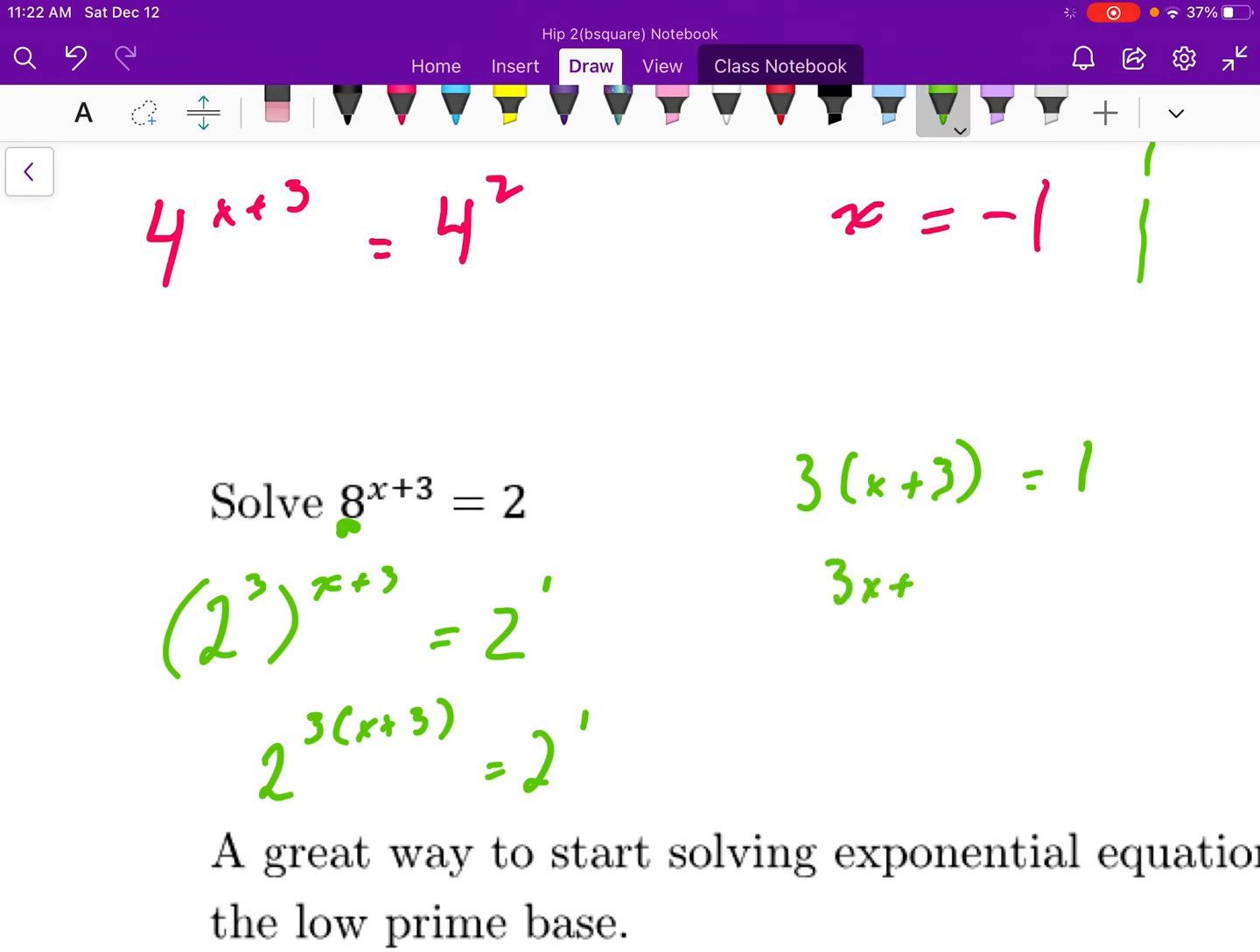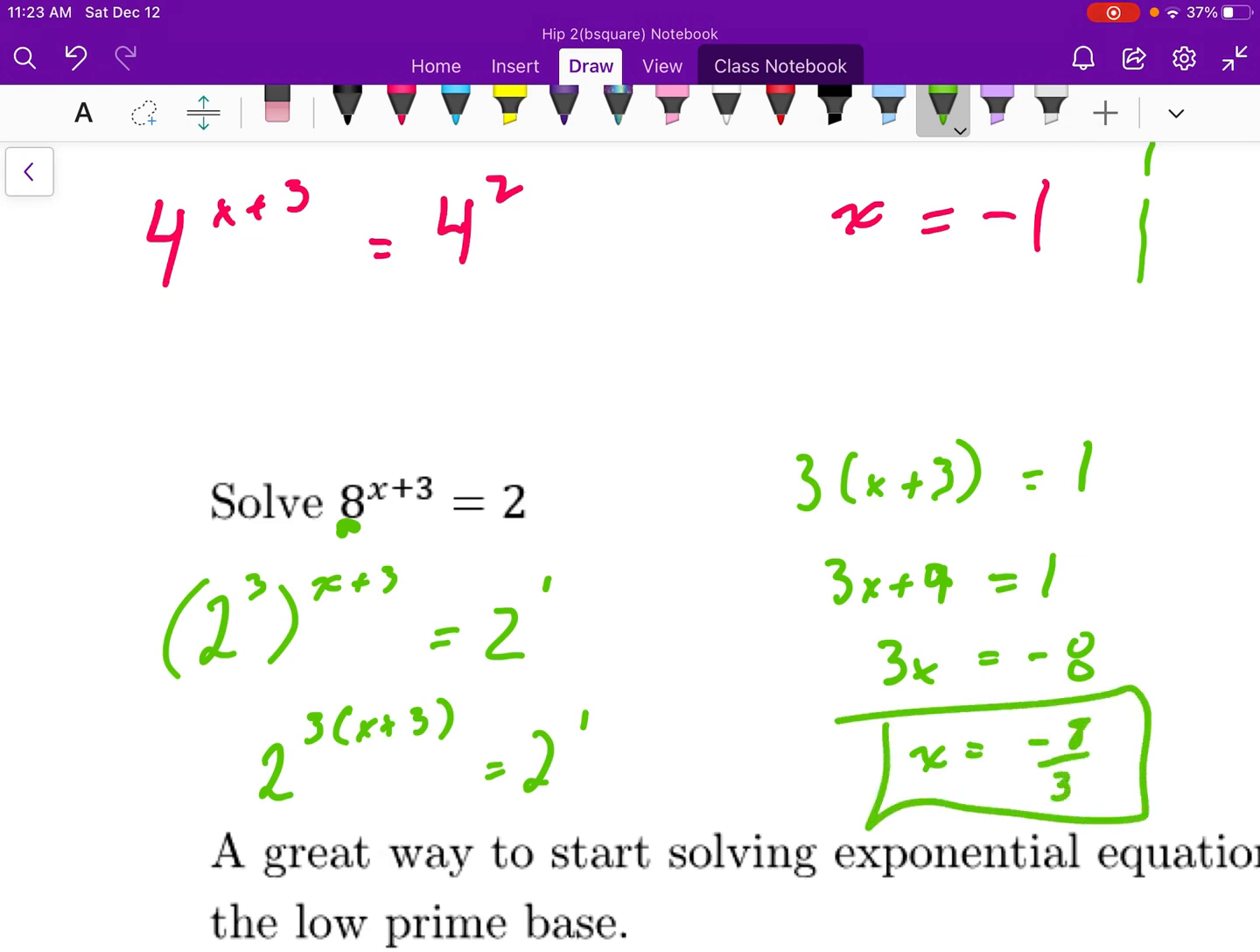Multiplying through on my left-hand side. Subtracting 9 from both sides. Dividing both sides by 3. It's pretty incredible. I would have never guessed that. X is equal to negative 8 over 3.